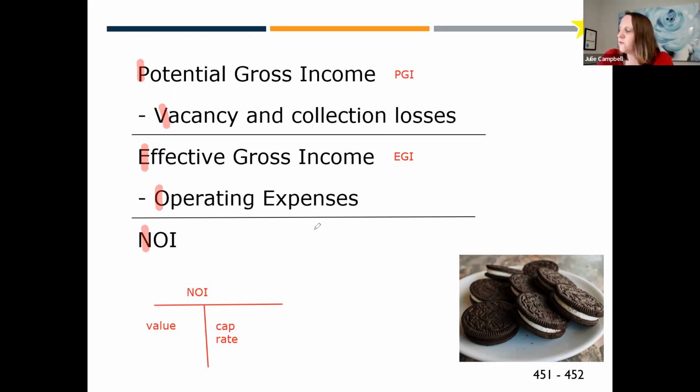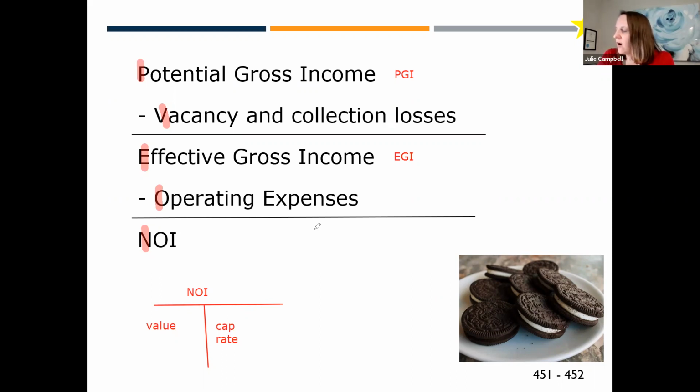This property has a 4% vacancy and collection loss. So we take 4% of the 66,600. We deduct that from our PGI, and that gives us our EGI, our effective gross income. So the PGI is the dream. In a perfect world, this is how much we're going to make this year. The reality is we're only going to bring in $58,176 because we have vacancies, because we have tenants run out in the middle of the night.